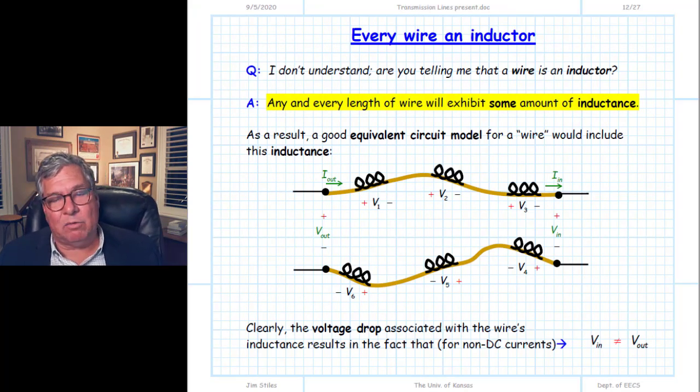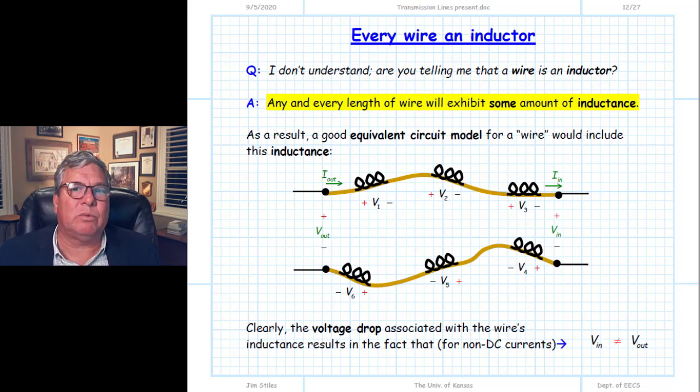So am I saying that a wire is actually an inductor? Well, actually I am saying that. Any length of wire will have a certain inductance and will induce an electric field, and therefore we can measure a voltage between one end of the wire and the other. The voltage at either end is not the same as we've sort of assumed up until this point.